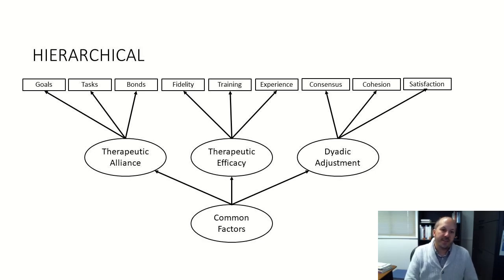The third kind is hierarchical CFAs. So this is when we have a latent construct made up of latent constructs. So in this example here, we have our three latent constructs of therapeutic alliance and therapeutic efficacy and dyadic adjustment loading onto common factors. So we're not going to talk much about hierarchical latent factors because it's pretty rare in the work that we do that we actually do those kind of analyses, and that gets a little bit more in depth into latent CFAs than we're going to be getting into in this course. So we're going to be focusing mainly on single and multiple factor CFAs.